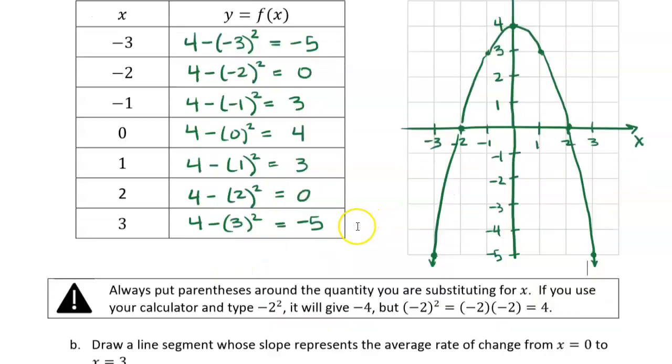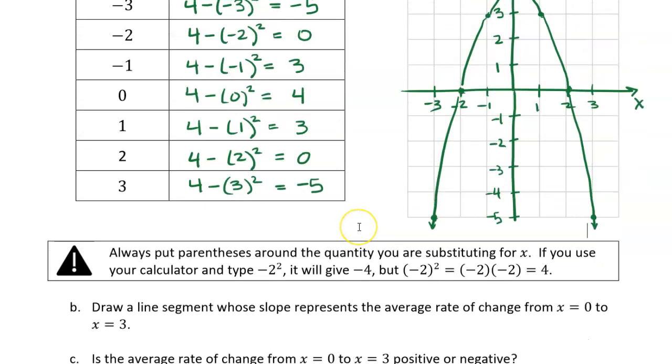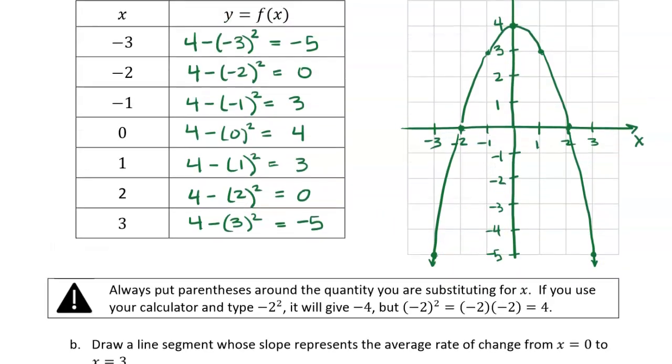And what do we need to do now? The next thing we need to do is draw a line segment whose slope represents the average rate of change between x equals 0 and x equals 3. So we're just going to draw a line segment between those 2 points. Let me scroll back up just a hair. I know I probably can't draw a straight line, but you can imagine this is a straight line.